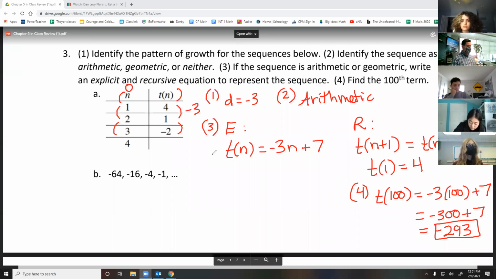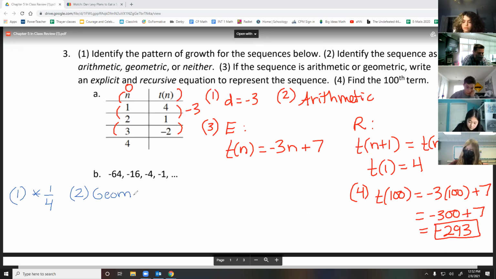Pause here for questions. Part B, do you notice a pattern? Type it into the chat what pattern you notice for part B. Recording here. All right, so number 1, what pattern do you see? And a lot of people said divided by 4, but let's think multiplication. So we're going to say times 1/4 is our pattern. And part 2, that makes this a geometric sequence.